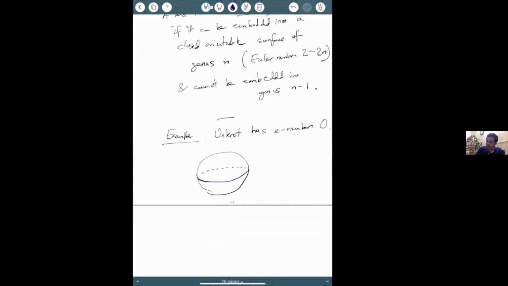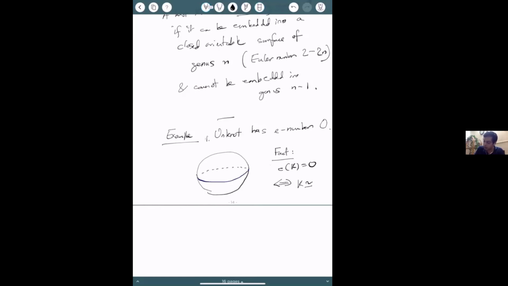In fact, the fact is that the E number of k, let me write it as E of k, equal to 0 means that it's an unknot, that k is homeomorphic, so k is equivalent. Let me use some other notation for equivalent.